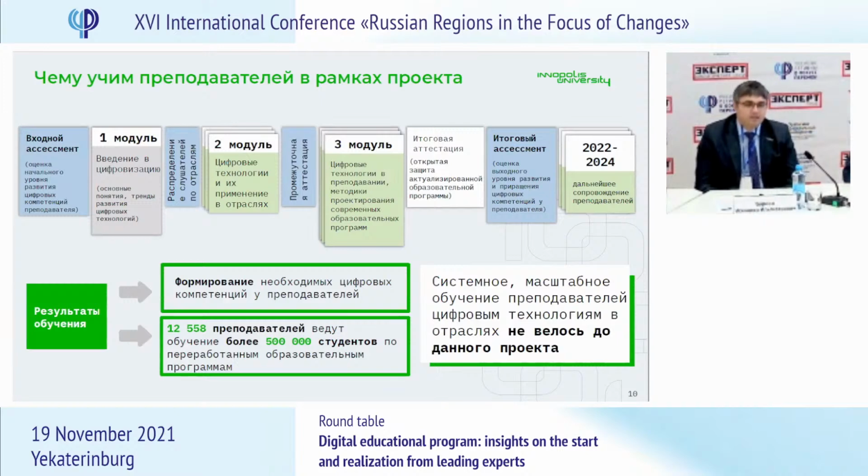In this slide, you can see the key modules. So the first part of this training consists of 3 modules. That's 44 hours. First, it's introduction into digitization, then digital technologies and their application in industries, and module 3 is digital technologies in teaching. And during the final assessment, teachers defend their educational programs or vocational programs that they will later use at their colleges. And the last module, it says 2020-2024, but actually it's going to continue endlessly. This is further support of teachers and professors, because we want to have networking. We want these teachers to keep working with us.